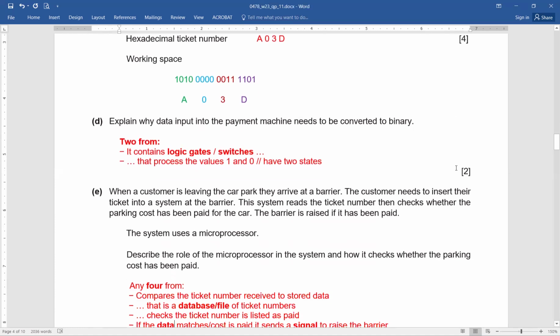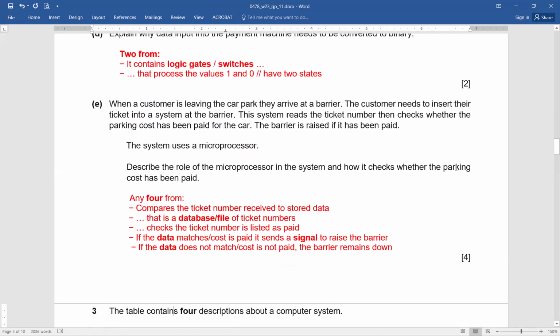Okay, now the next part E. When a customer is leaving the car park, they arrive at a barrier. The customer needs to insert their ticket into a system at the barrier. This system reads the ticket number, then checks whether the parking cost has been paid for the car. The barrier is raised if it has been paid. The system uses a microprocessor. Describe the role of the microprocessor in the system and how it checks whether the parking cost has been paid.